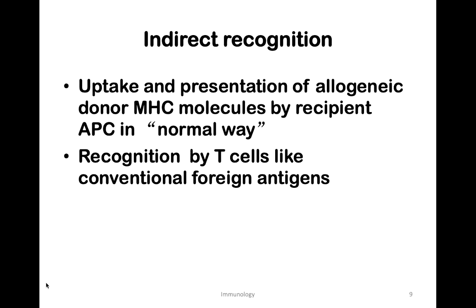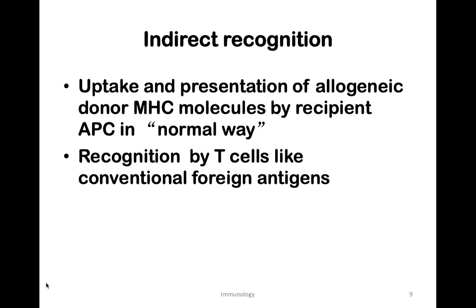That means uptake and presentation of allogenic donor MHC molecules by recipient APC in the normal way. That means the normal antigen presenting pathway in the recipient actually operates. The antigens from the donor are processed through the antigen processing pathway, and then presented to the recipient T cell receptors and other molecules that can generate a response. So recognition by T cells is like conventional foreign antigens. This is the normal process.